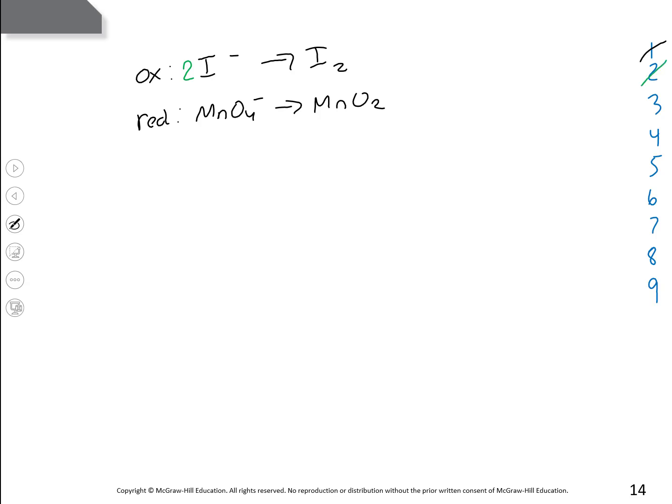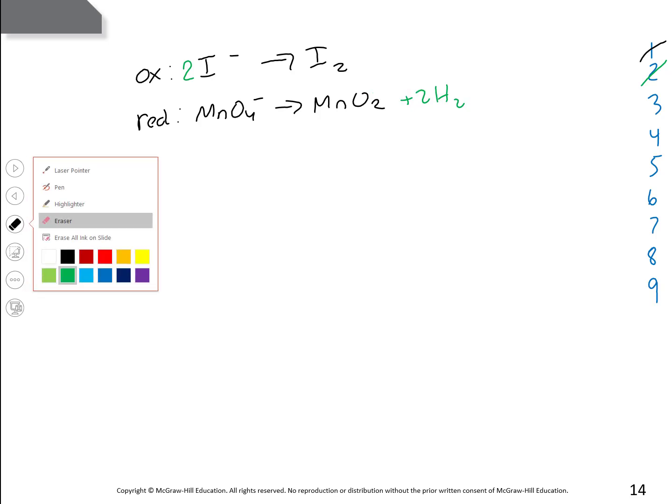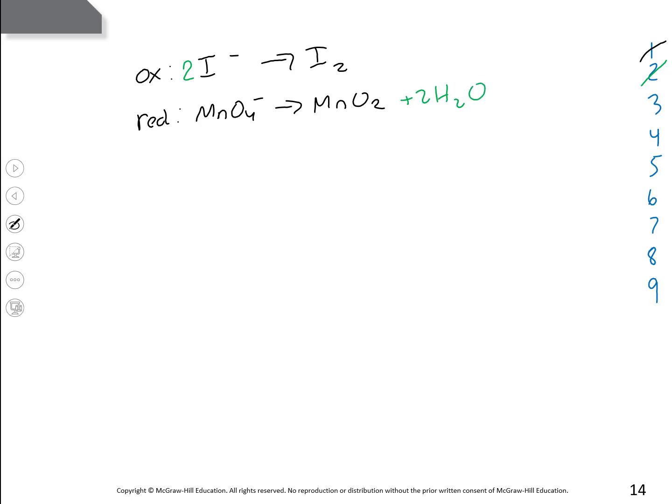What's step 3? Balance your oxygen. So oxygen is clearly not balanced in that reduction. I start with 4 oxygens, I end with 2. So which side do I need to add waters to, and how many do I need to add? Good. If I add 2 waters to the product side, now I've just added 2 more oxygens, for a total of 4 oxygens on both sides. So step 3 done.